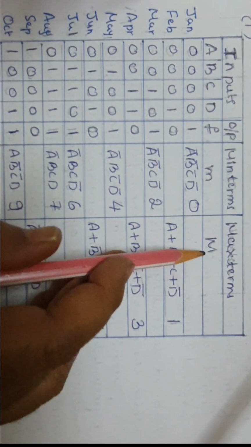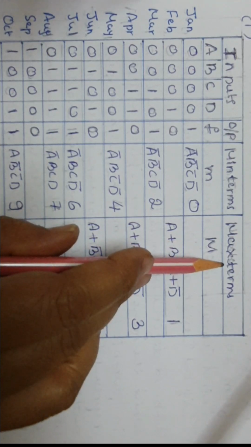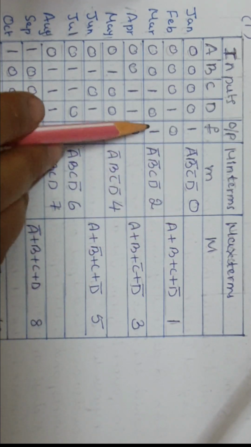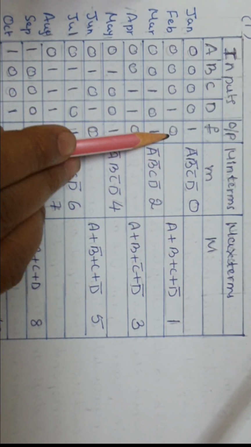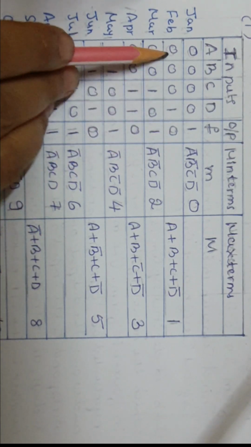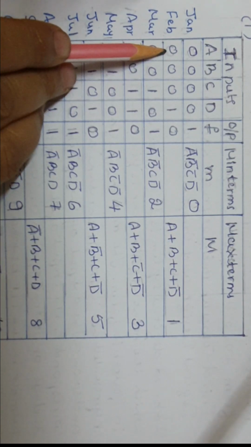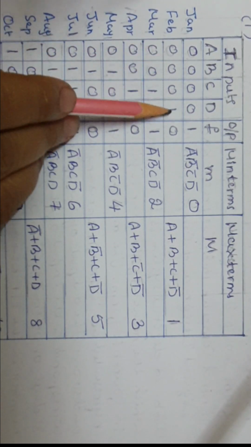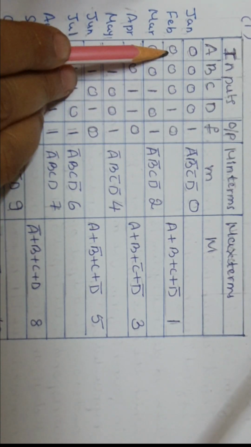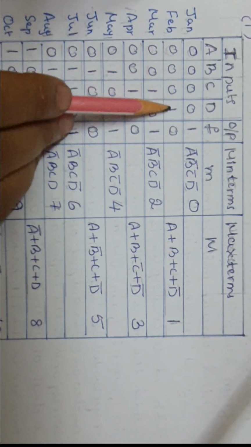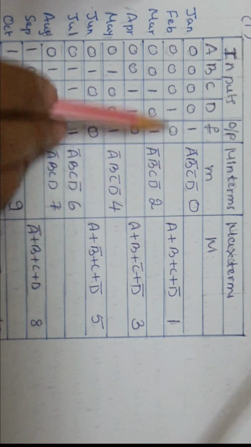Next max terms, which is represented by capital M. So max term should be considered where output is 0. Here output is 0 for input combination 0, 0, 0, 1. It is the reverse of SOP that we have to consider here. So this is A plus B plus C plus D bar. If 0 means as it is, if 1 means complement. That is what is written here.